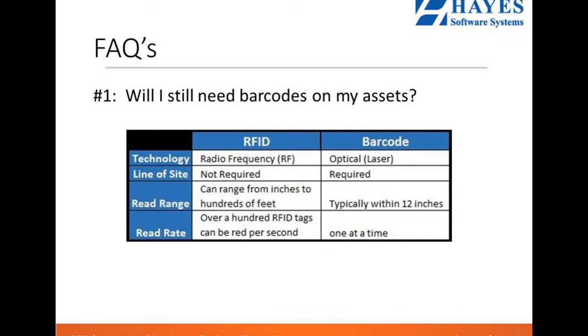RFID is not necessarily better than barcodes, but the two are different technologies that have different applications, which sometimes overlap. The big difference between the two is barcodes are line-of-sight technology. That is, a scanner has to see the barcode to read it, which means people usually have to orient the barcode toward the scanner, get behind an item, get next to it, where radio frequency identification doesn't require line of sight. RFID tags can be read as long as they are within range of the reader.